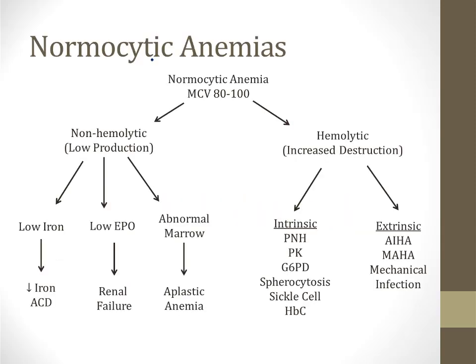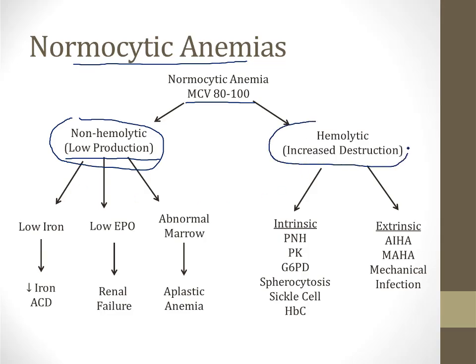Let's start by briefly reviewing the causes of normocytic anemias. Normocytic anemias are anemias where the MCV is normal, between 80 and 100. You can develop a normocytic anemia if you have underproduction of red cells from the bone marrow. These are called non-hemolytic normocytic anemias, and we'll talk about these in other modules. The hemolytic anemias are normocytic anemias where there's increased destruction of the red cells.